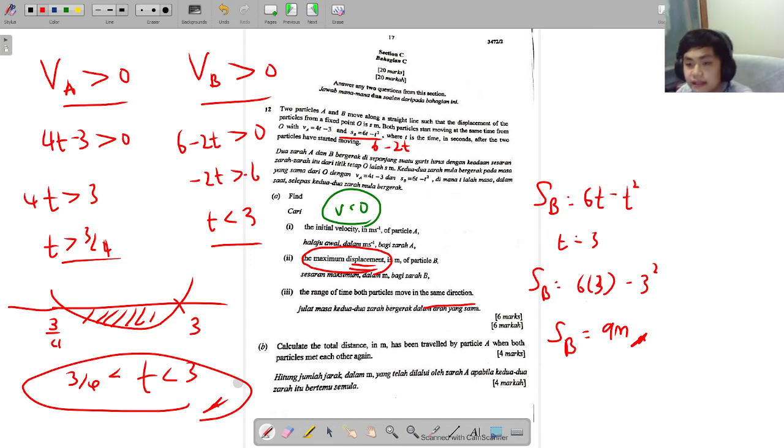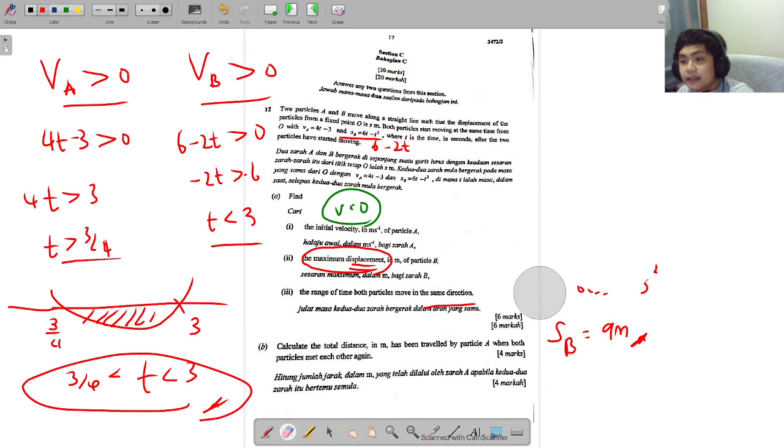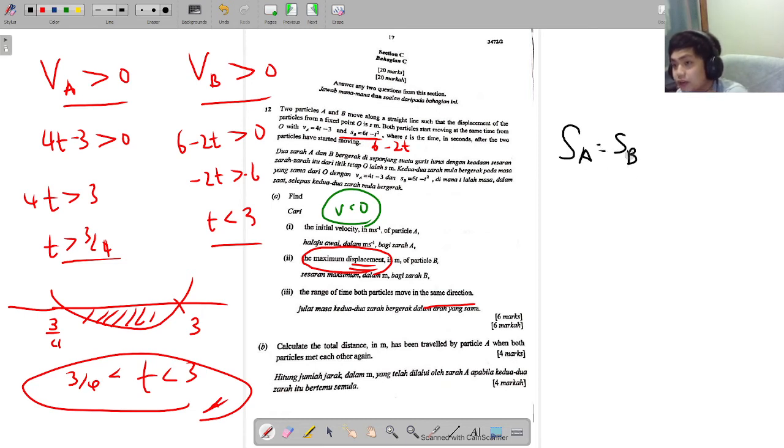So calculate the distance in meters that has been traveled by particle A and B when both particles met each other again. That means they have met each other before. They want the particles to meet each other again, so their displacement needs to be the same, right? That's when we know that they meet.